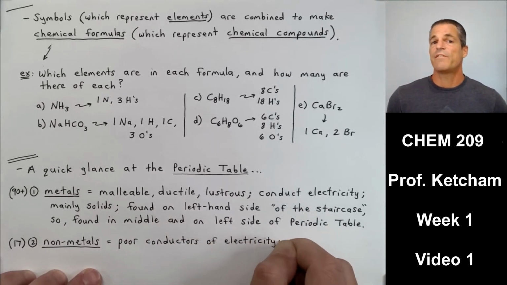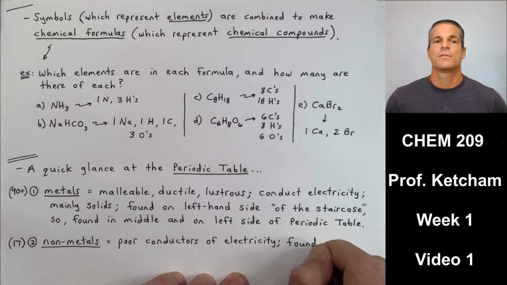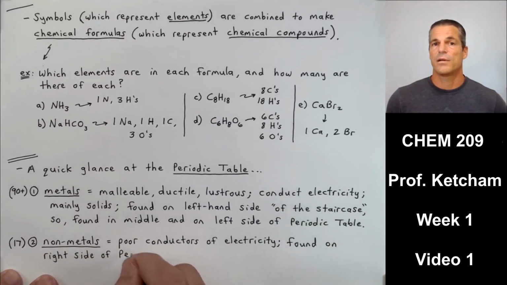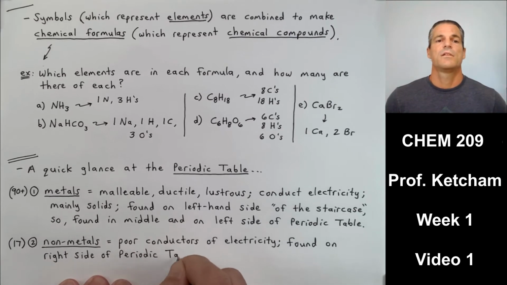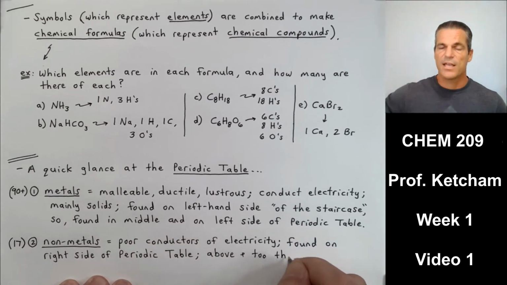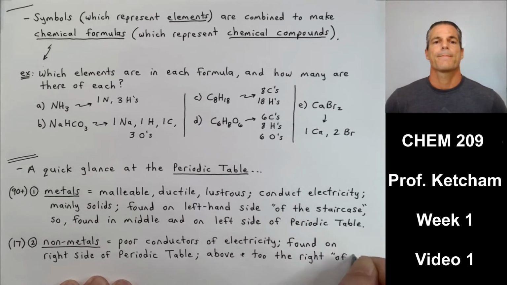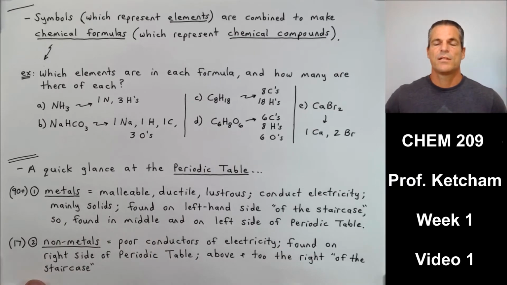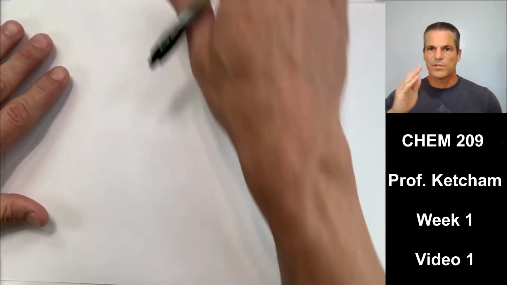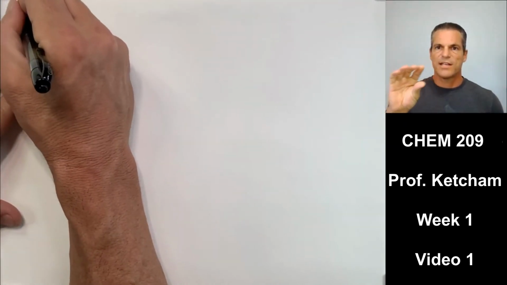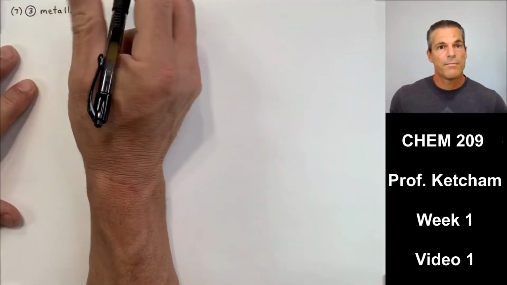Number 2, there are 17 of them, and they are nonmetals. Nonmetals are poor conductors of electricity, right? The opposite of metals. They're found on the right-hand side of the periodic table, above the staircase. The staircase is where we separate metals and nonmetals. So all the elements along that staircase, separating metals from nonmetals, are going to be the metalloids.